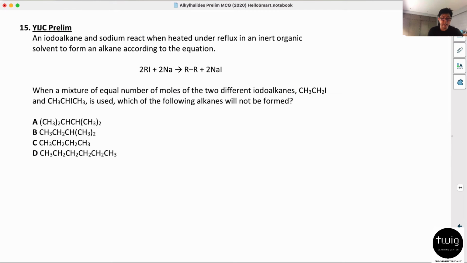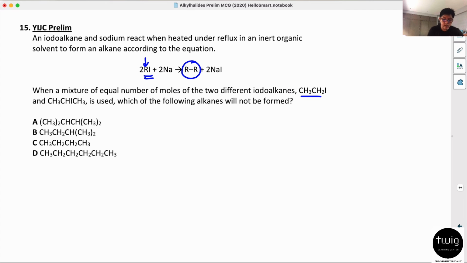Alkane and sodium react when heated under reflux in an inert organic solvent to form an alkane according to the reaction. When a mixture of equal number of moles of 2 different alkanes are used, which of the following alkanes will not be formed? Okay, so you can see that the two alkane, you just take the R group, the alkyl group, and they combine with each other. So you could actually do this, right? So the alkyl group is either CH3, CH2, or the alkyl group is this one here.